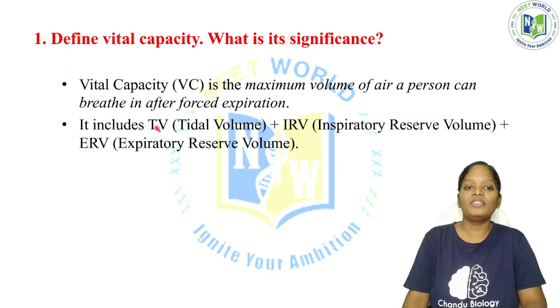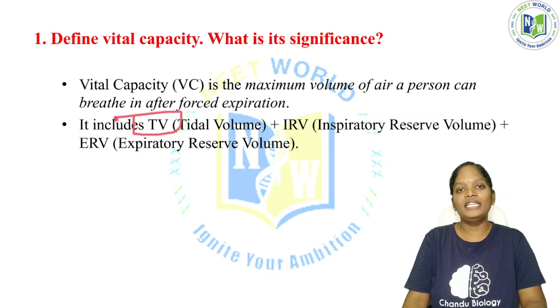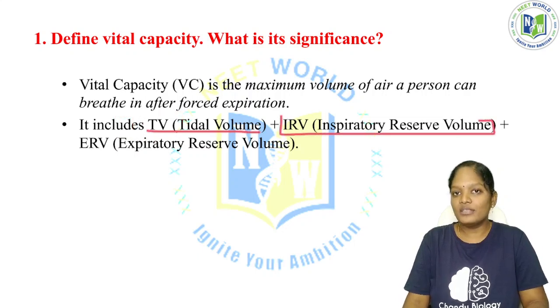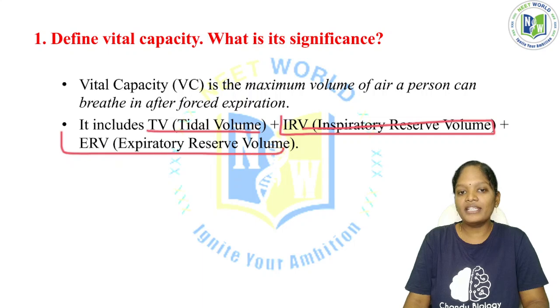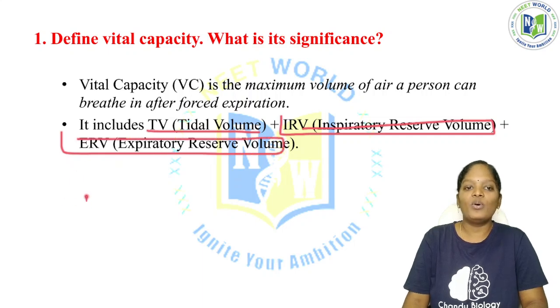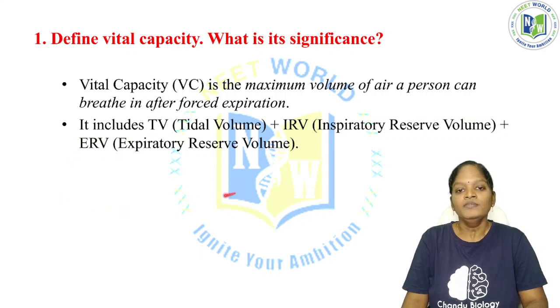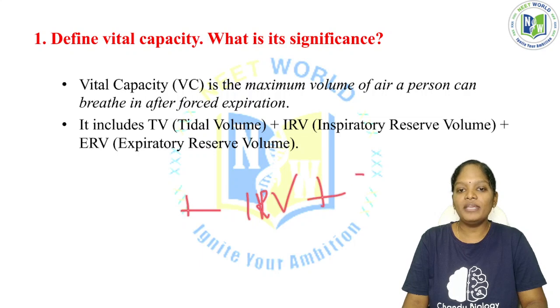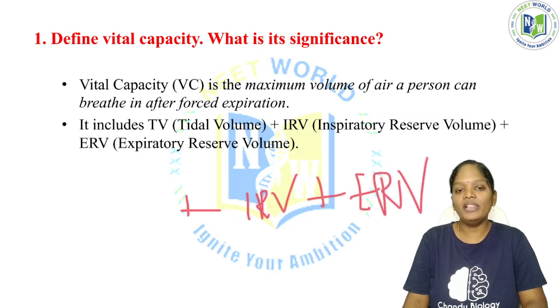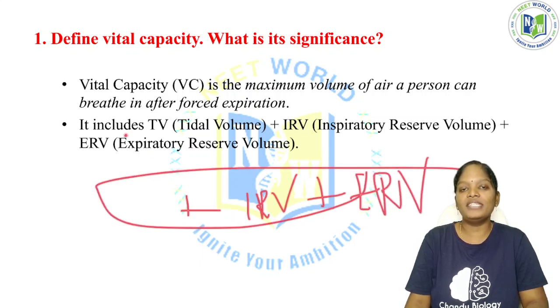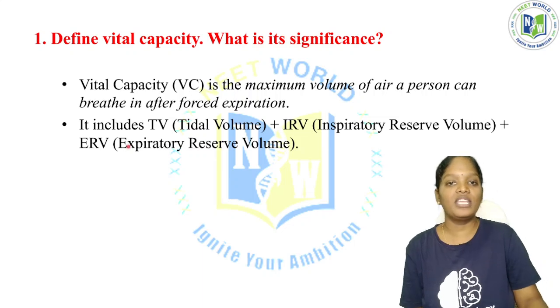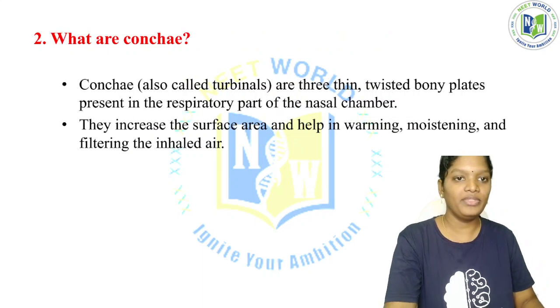Now, it includes the tidal volume, inspiratory reserve volume and expiratory reserve volume. The tidal volume means the normal inspiration and normal expiration. Together with the inspiratory reserve volume and expiratory reserve volume, all these together we call the vital capacity. Just keep in mind, this is an important thing.